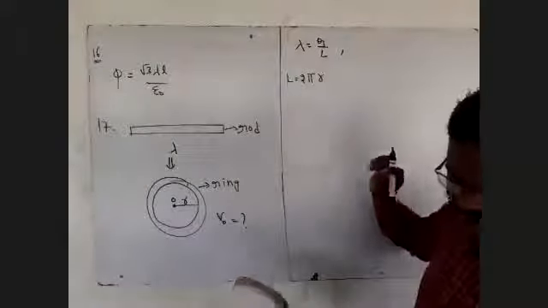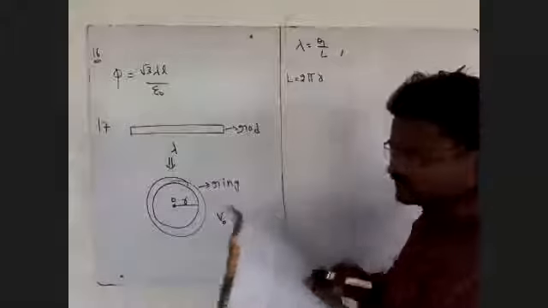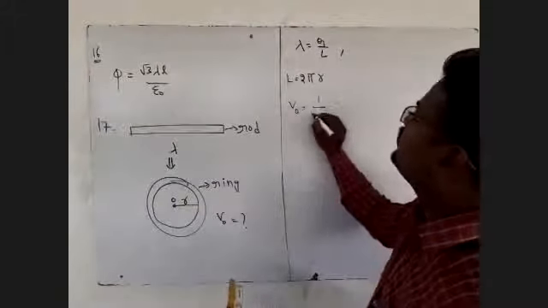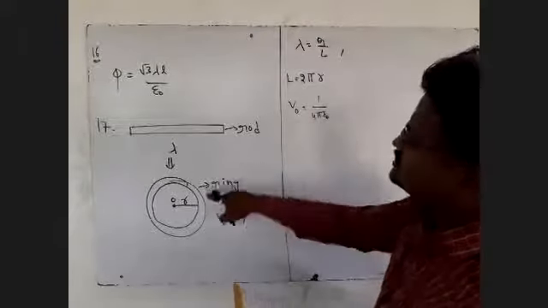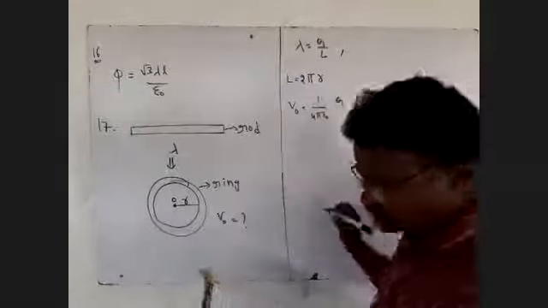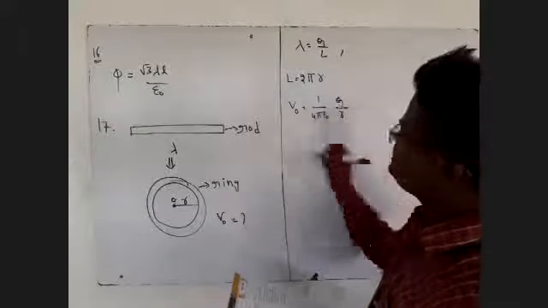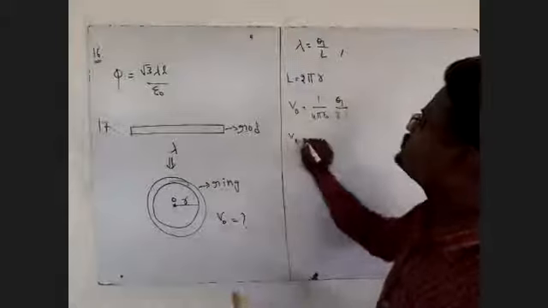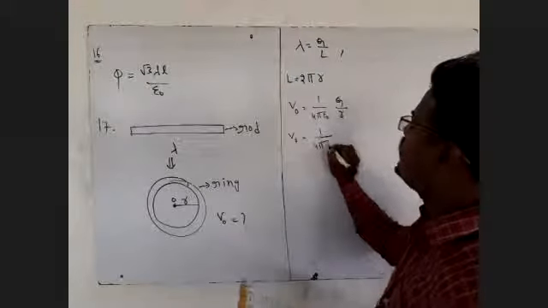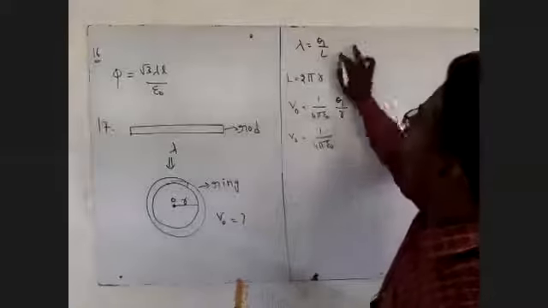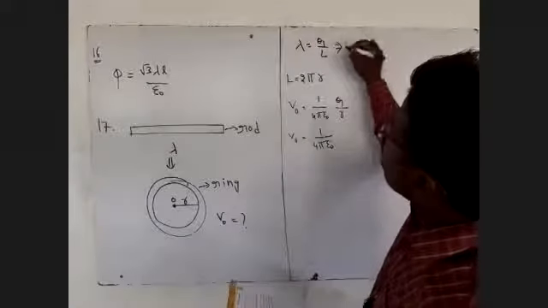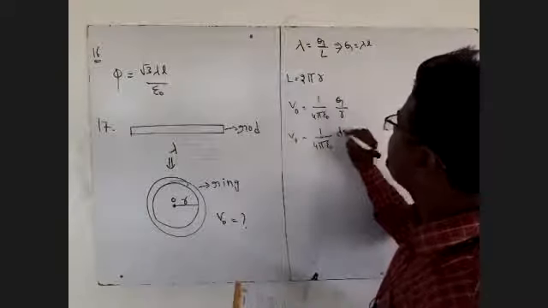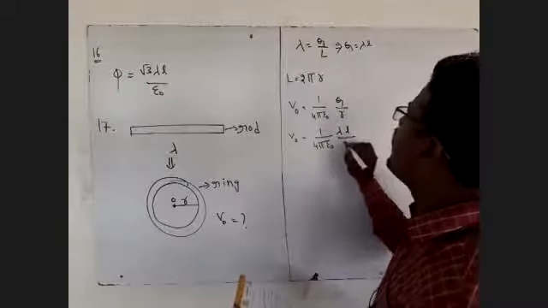But what we have to find out is the electric potential at the center of the ring. This is 1 by 4 pi epsilon naught, and suppose the charge is capital Q, for radius r. V naught is equal to 1 by 4 pi epsilon naught, and Q from linear charge density is Q is equal to lambda L. So Q is replaced by lambda L, divided by R.